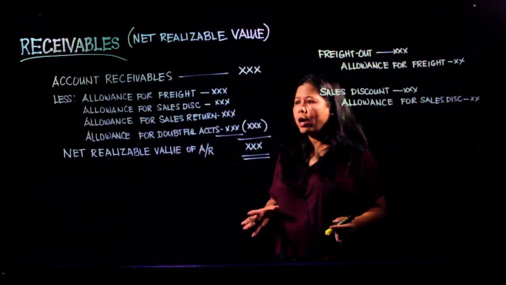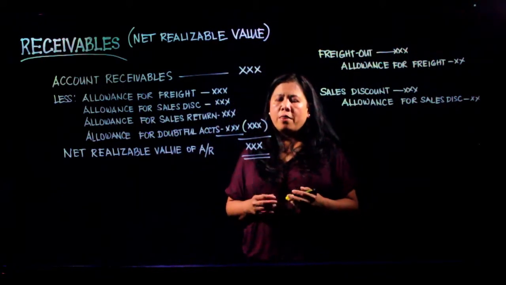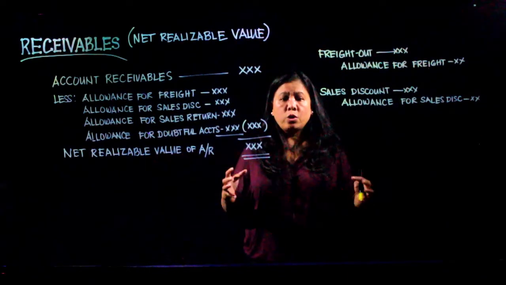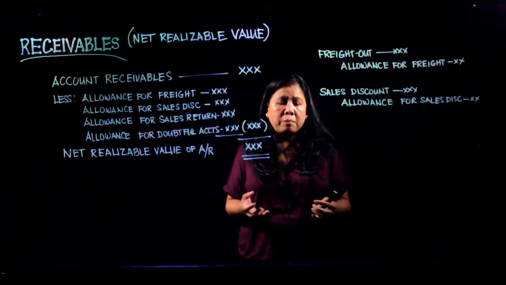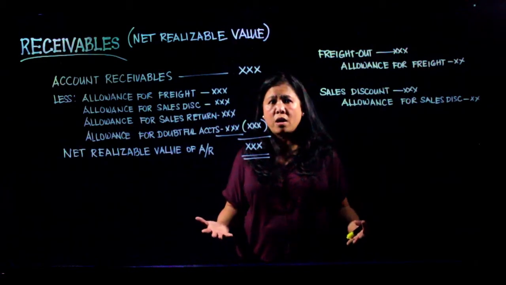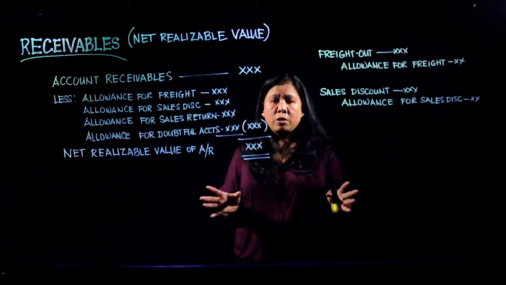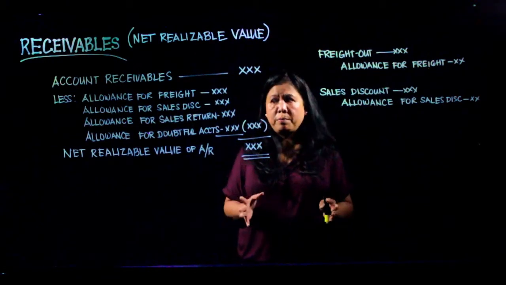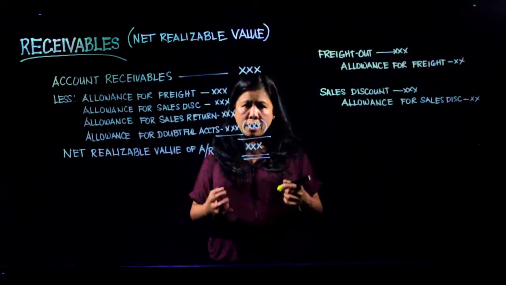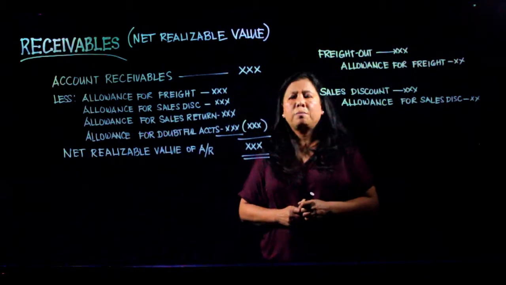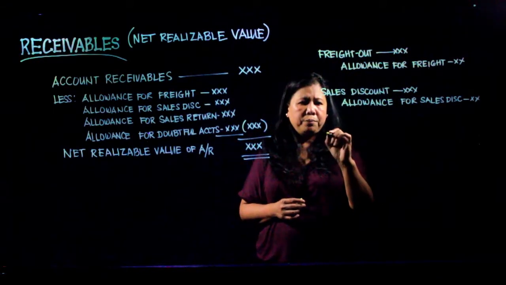Now, for allowance for sales return, we all know that in business there will always be a sales return. Some customers may not be satisfied with our product. So, in business, there will always be a return. That's just part of the business. So, to set up an allowance for sales returns, we debit sales return and we credit allowance for sales return.